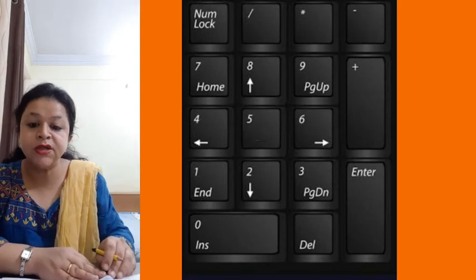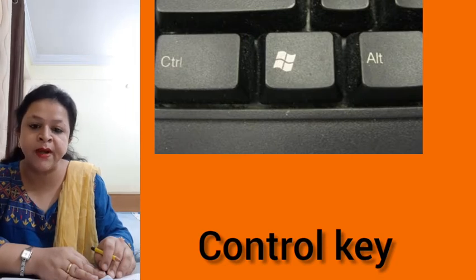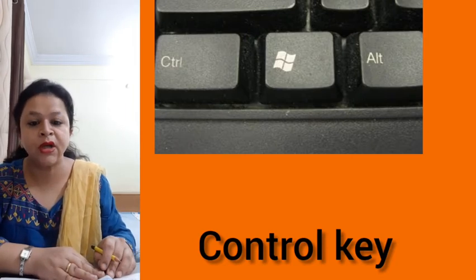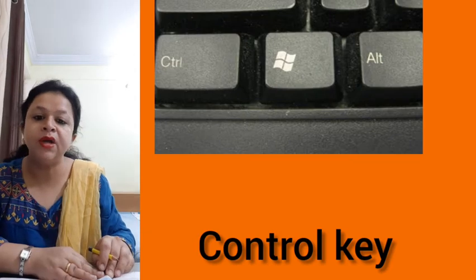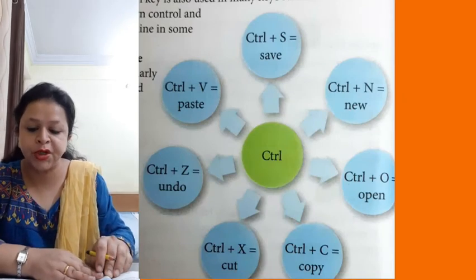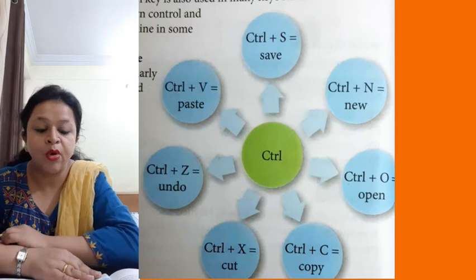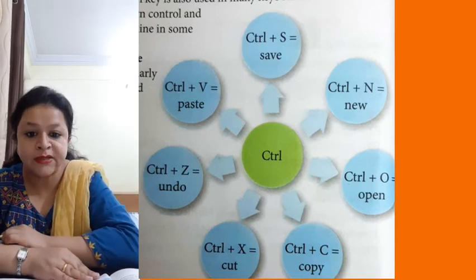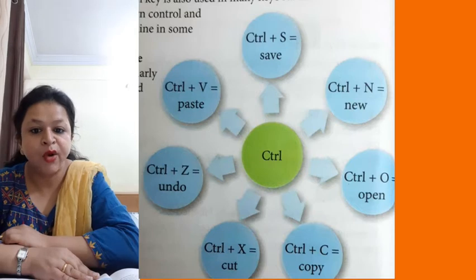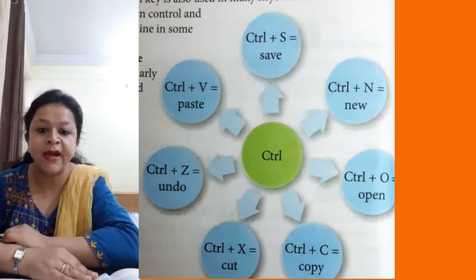Then the next one is the control key. A control key, when pressed along with another key, will perform a special operation. Along with the control key, if you press some other key, you can perform some special operation. There is a picture that you can see: if you press Control plus S, whatever you have written, whatever data you have stored, it will get saved.